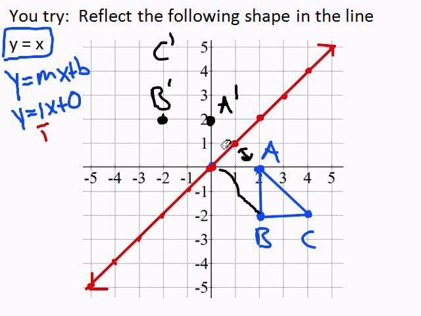Now I'm going to erase my extra lines there and connect my dots. Oops, forgot the C. C prime, 1, 2, 3. So I'm going to connect my dots, and that will give me my reflected figure. Notice it's been flipped over the line y equals positive x.